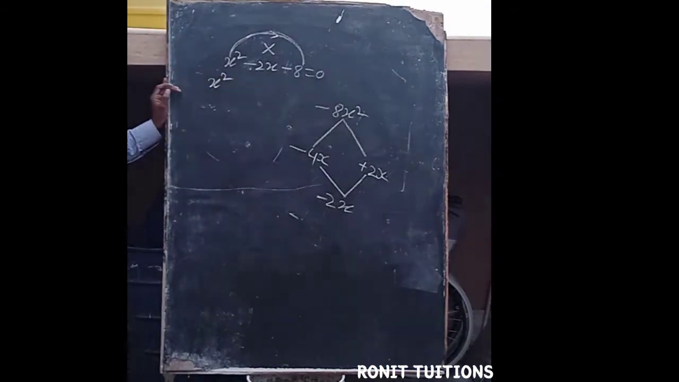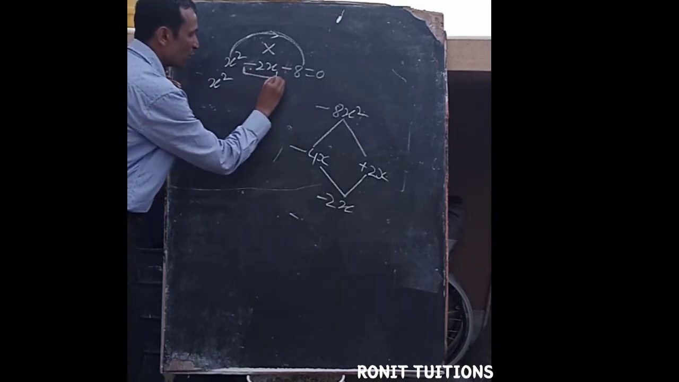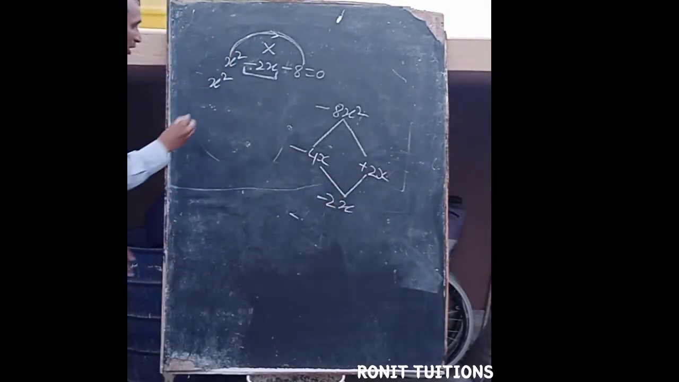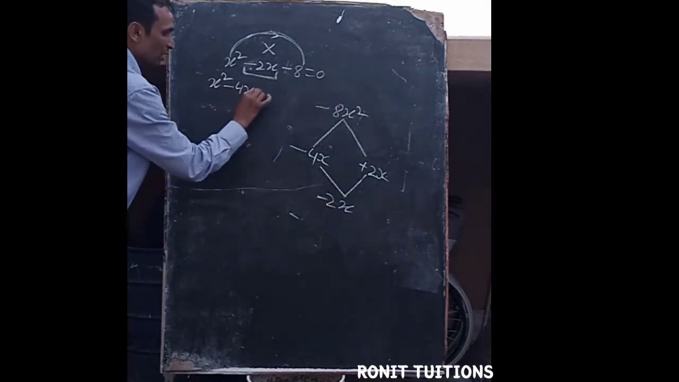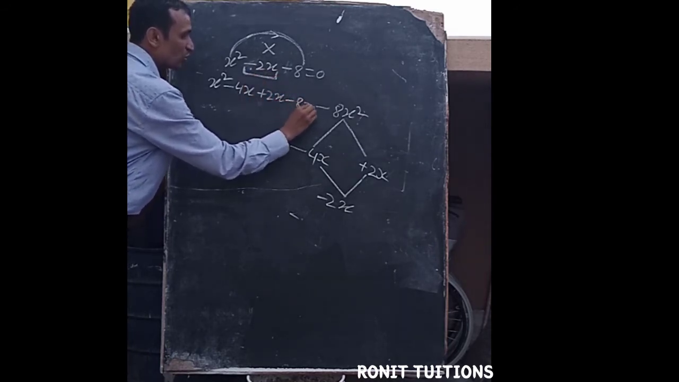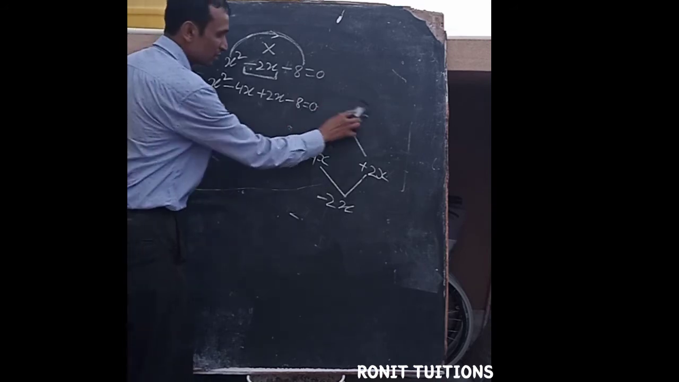Now x square. Now on behalf of this number, the b value. On behalf of this b value, I will write these 2 numbers. So minus 4x plus 2x minus 8 is equal to what? 0. Is equal to what? 0. Shall I erase it?